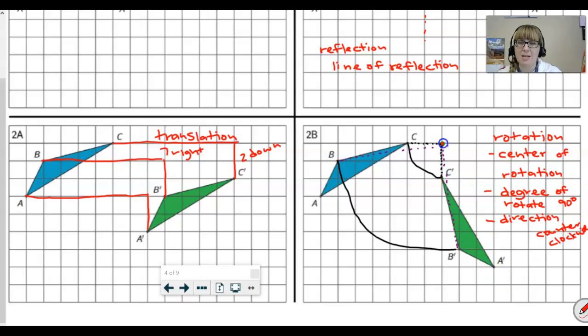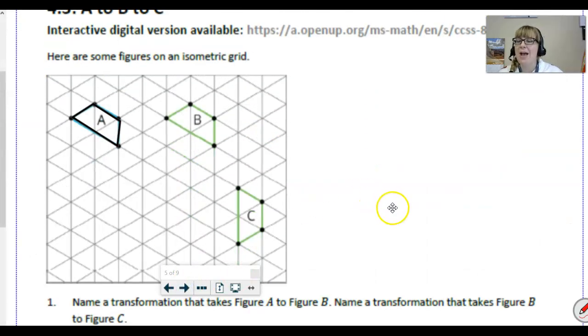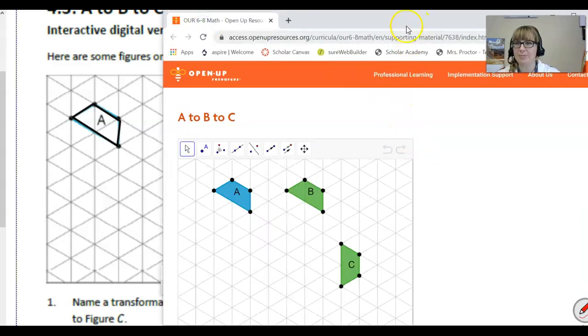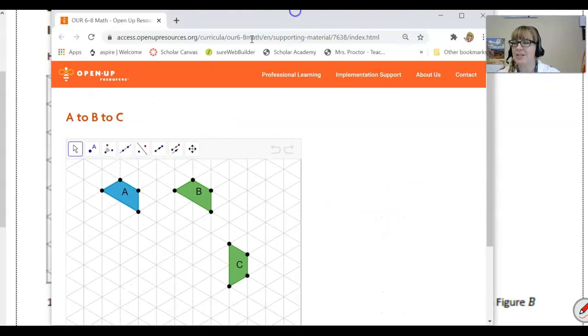Around this point. Let's move on. We now have these trapezoids on our isometric grid. This is another new applet, which you see here. The first thing that I want you to do is practice how can we get figure A to move to figure B.